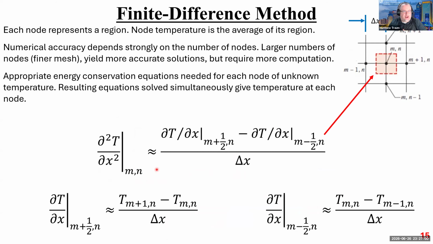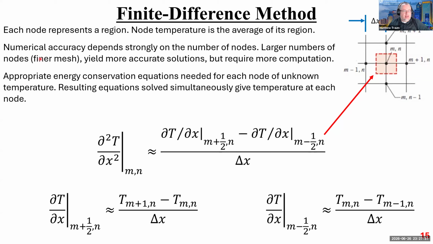Okay, let's dig more into the finite difference method. So each node represents the surrounding region. The node temperature is the average temperature of the region, right? It's not an exact temperature at that spot. It's the average temperature of the region that it represents, right? Think of it sort of like a capital city, right? Gainesville is the capital city of Alachua County. And so whatever the temperature is of Gainesville is representative of the average temperature of the entire county. Presumably the city's right in the middle.